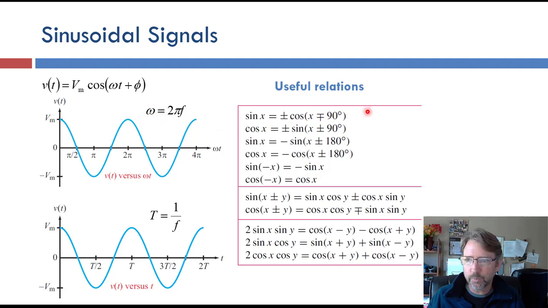There are some useful trig functions to remember. The most useful one is right here at the top. If we have a sine function, we can represent it as a cosine function by subtracting a phase of 90 degrees. So sine x is cosine x minus 90. And we're going to convert all the sine waves to cosine waves just as a standard.